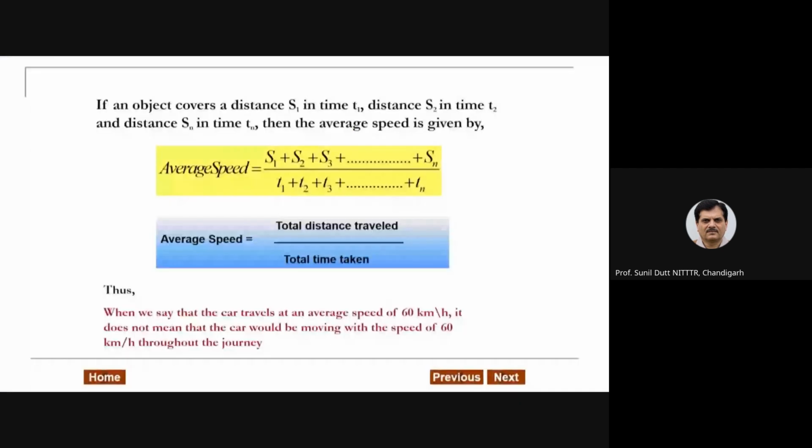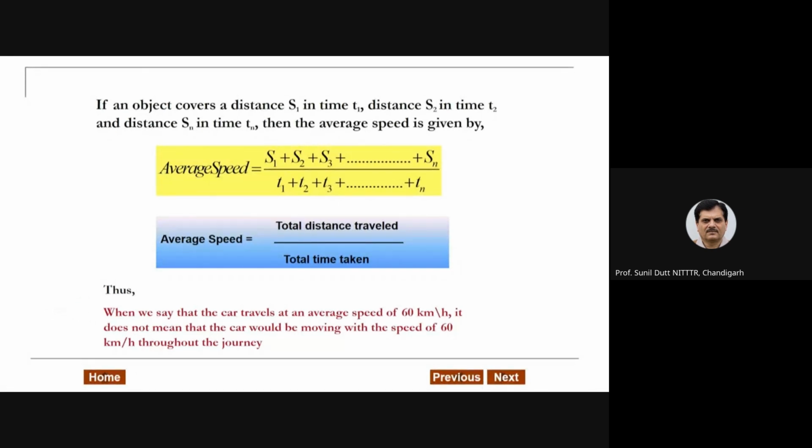Now next. If an object covers a distance s1 in time t1, distance s2 in time t2, and distance sn in time tn, then the average speed is given by this formula. So again, the main idea is given in a rectangle, in bold letters, different font color, font type. So thus, when we say that the car travels at an average speed of 60 kilometer per hour, it doesn't mean that the car would be moving with the speed of 60 kilometer per hour throughout the journey.